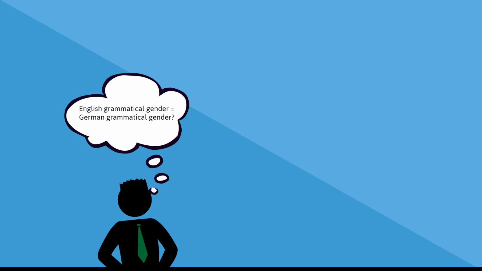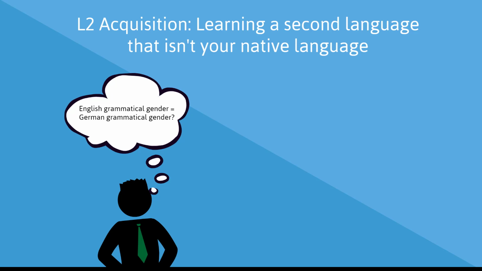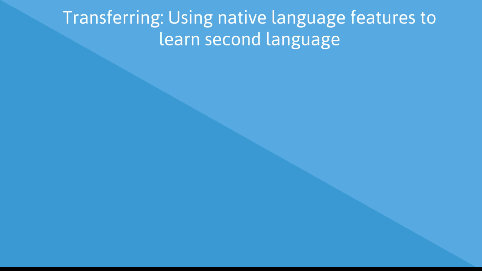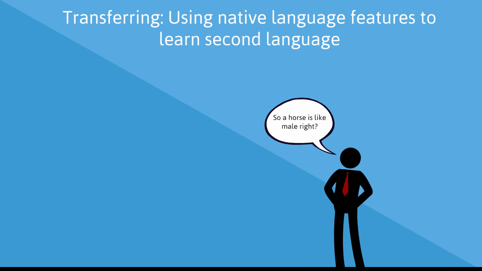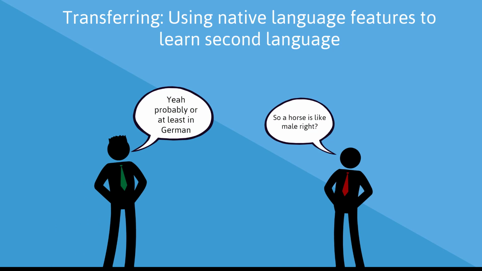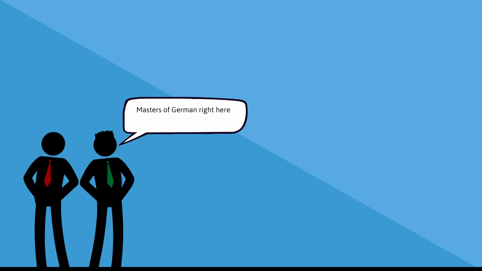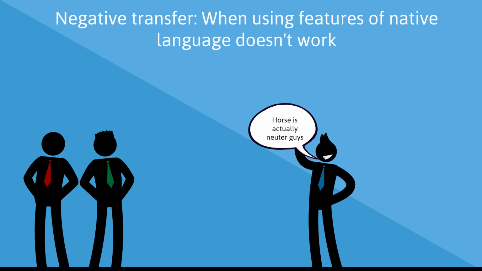Consider a native English speaker trying to learn German, so we'd be focusing on L2 acquisition, but suppose the person is trying to learn German with the knowledge of English grammatical gender in mind. It has been shown by a study that native speakers frequently use transferring, which is using knowledge of their native language to learn the new language. In this case, there would be a lot of errors because the English and German gender assignments vary quite differently. When it doesn't work, the person will be exhibiting negative transfer. Negative transfer is when using your native language to learn another doesn't work.